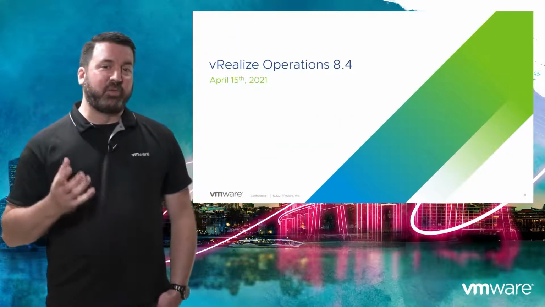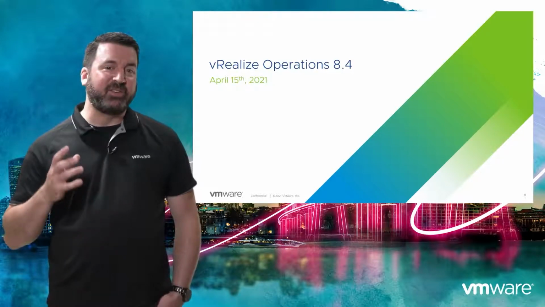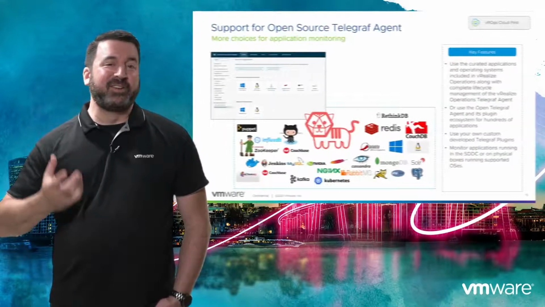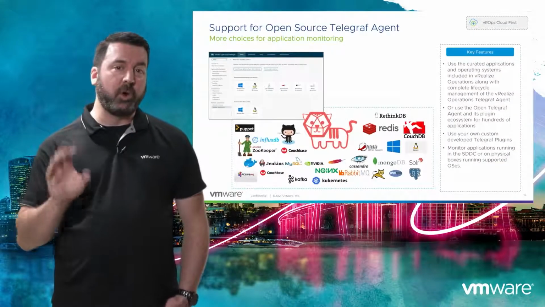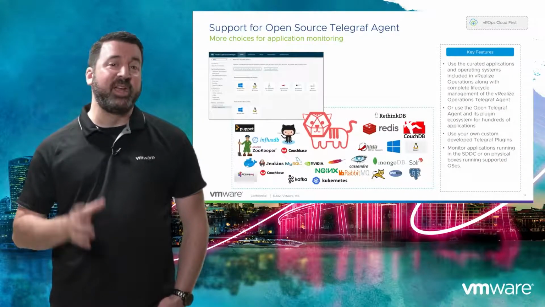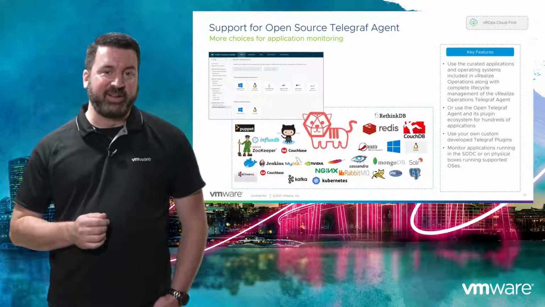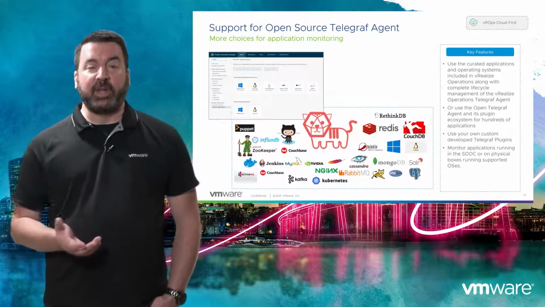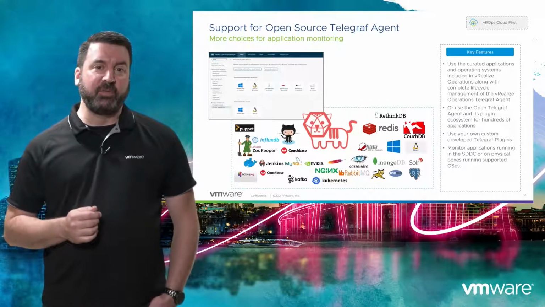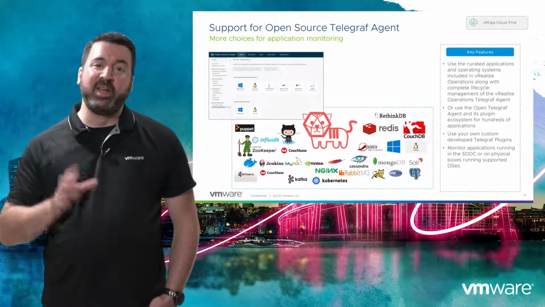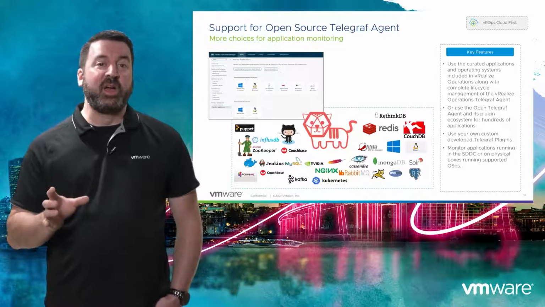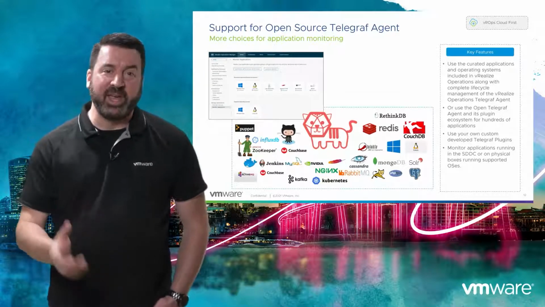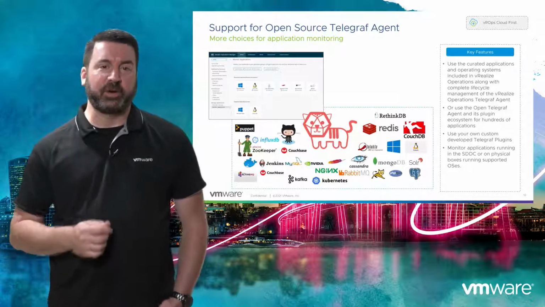In April 2021, vRealize Operations 8.4 was a big release, starting with support for the open source Telegraf agent in vRealize Operations Cloud. This allows us to extend well beyond the curated list of applications that we can monitor in vRealize Operations. And the open source Telegraf agent offers more than 200 pre-built input plugins and is open for customers to develop their own.